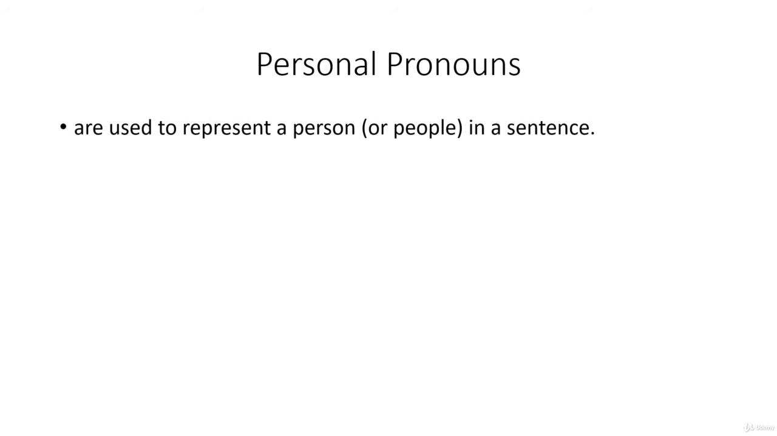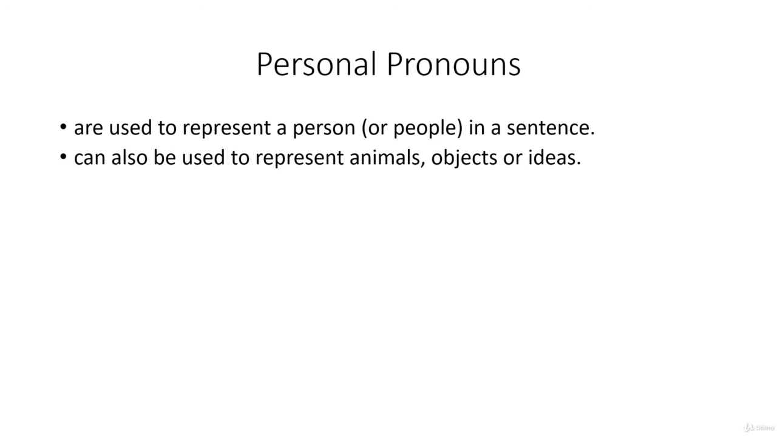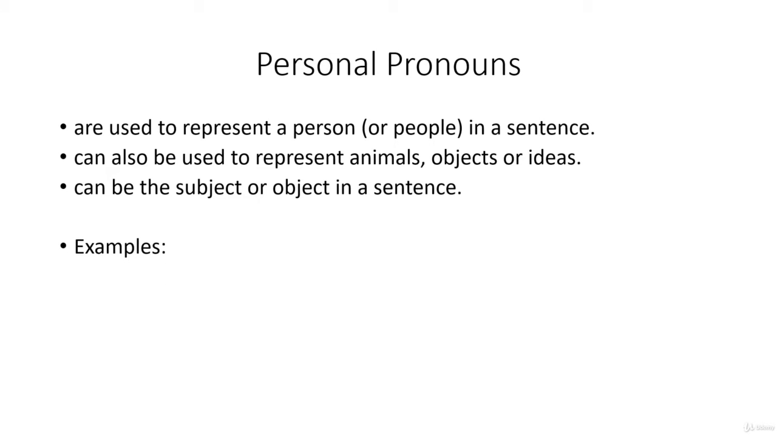Personal pronouns are used to replace a person or people in a sentence. But they can also be used to represent animals, objects, or ideas. They can be the subject or object. Some examples.